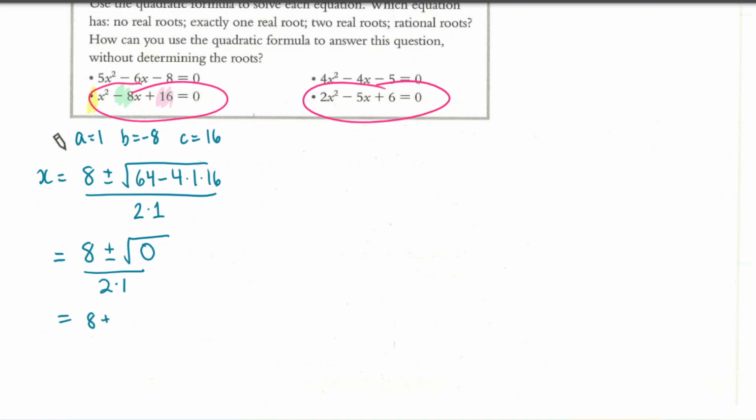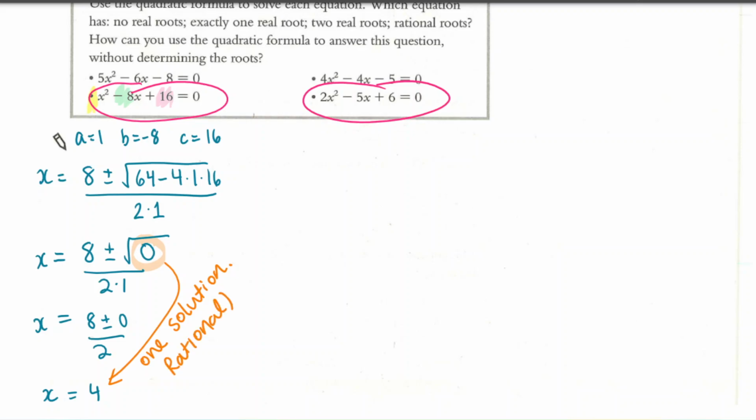So we have 8 plus or minus 0 over 2. Now, adding or subtracting 0 doesn't actually do anything. So in this equation, it's kind of a special case. We just get one solution, which is 4. So let's take note here of what happened with the discriminant. When the discriminant is 0, we actually only get one solution. And also what we notice here is that the solution is rational, meaning it can be written as a fraction. There's no square roots in the final answer, and there's no decimal that needs to be rounded. So we have a rational solution.